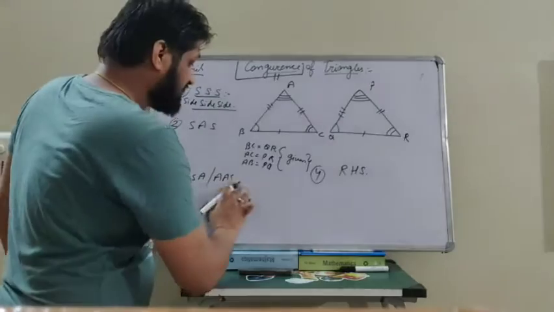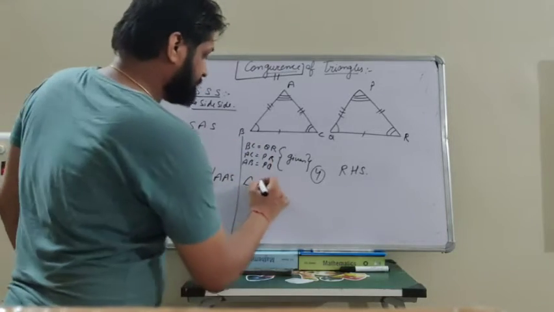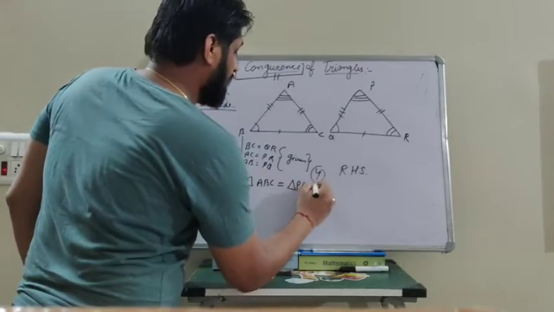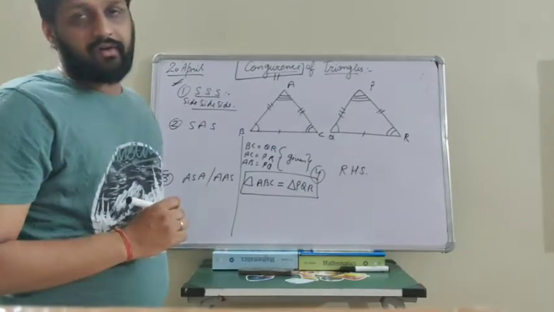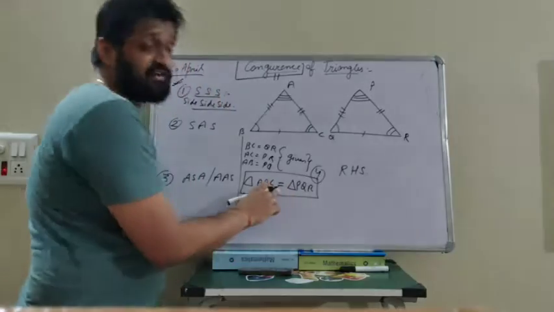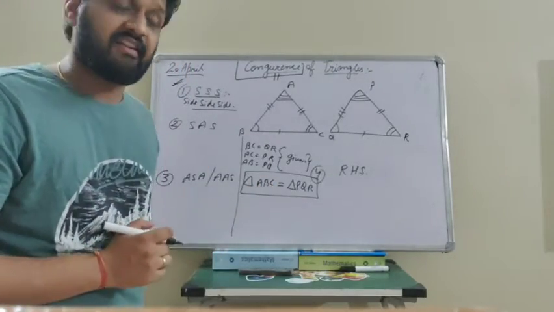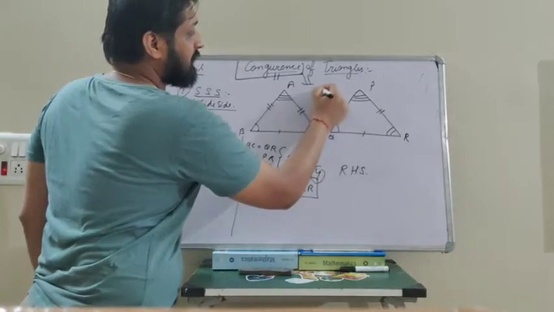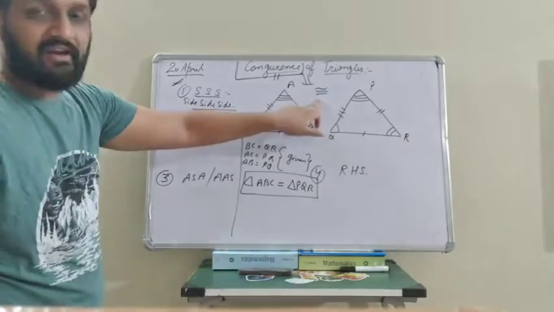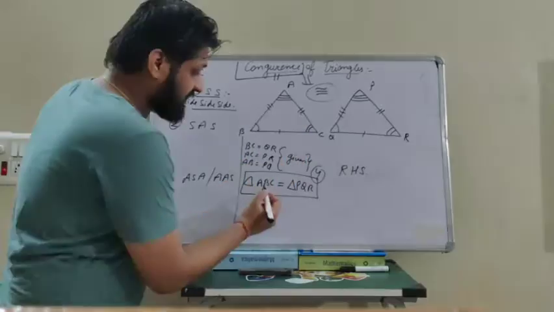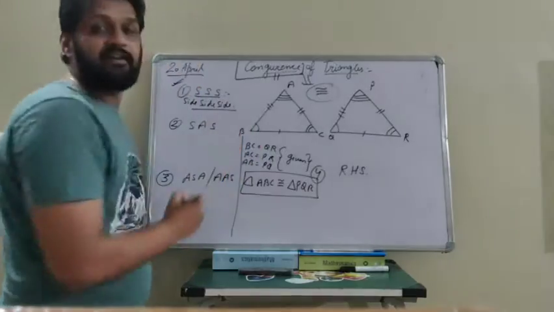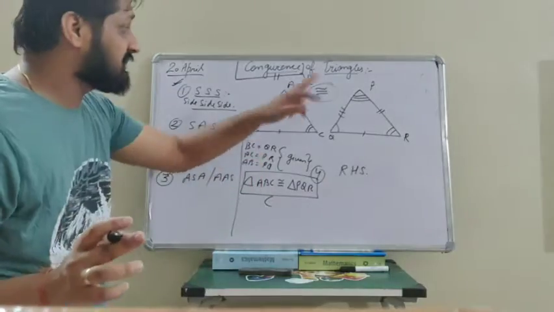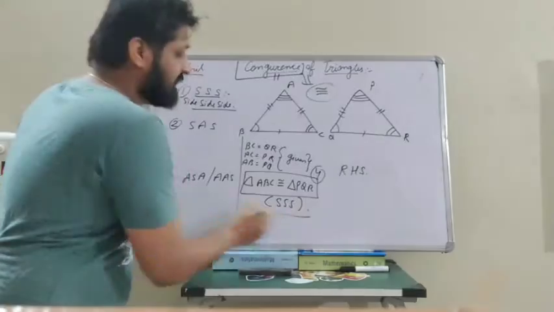So what can we say? We can say that triangle ABC is congruent to triangle PQR. Now listen, see here, this is the sign of equality, but you need to see the sign of congruency. What is the sign of congruence? This is the equal to sign, and just draw a tilted sign above the equality. So this becomes the sign of congruency. So here we can write triangle ABC is congruent to triangle PQR, and the criteria we are discussing here is SSS. All the three sides are equal by the criteria SSS.